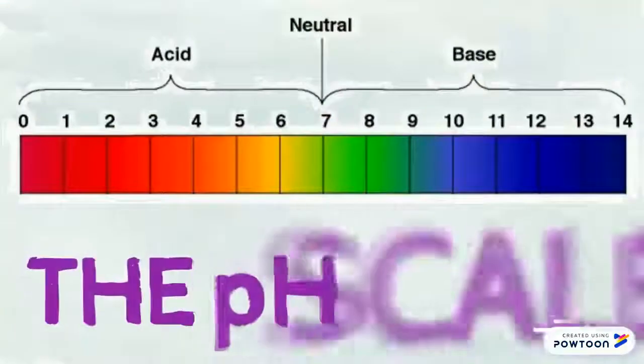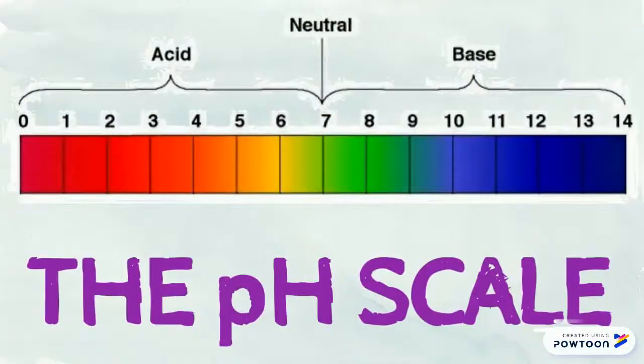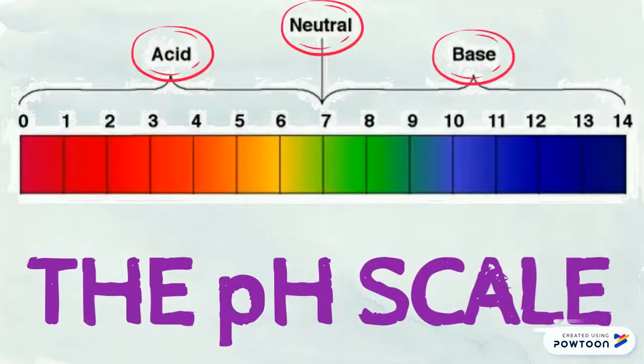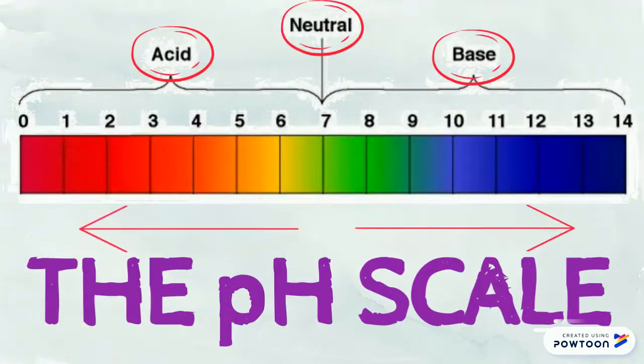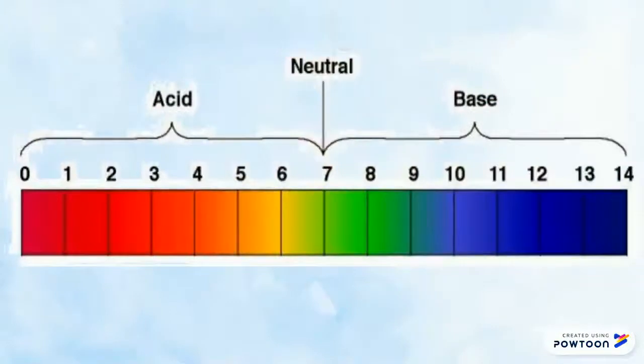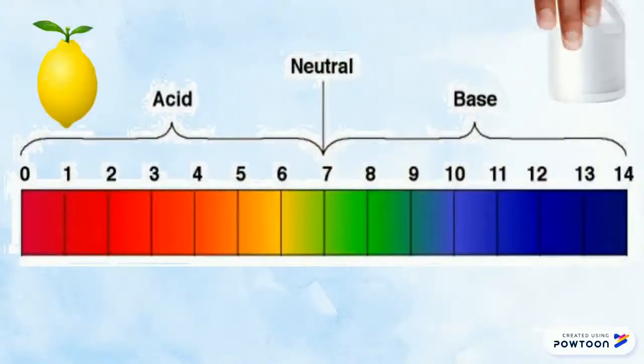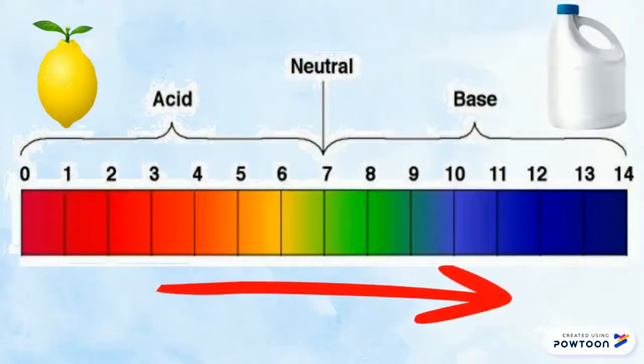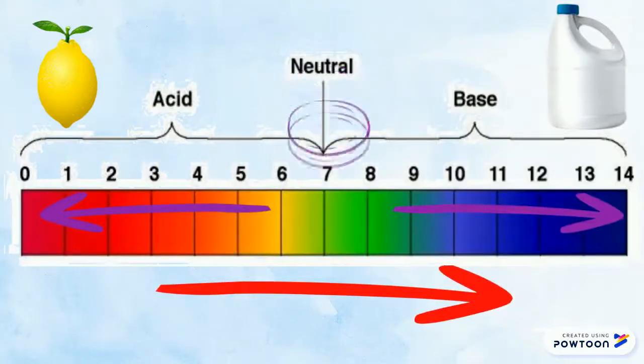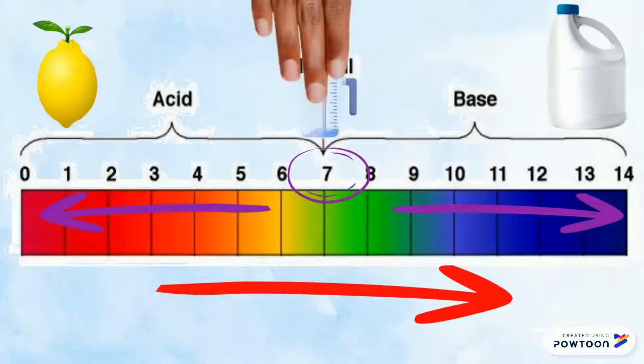The pH scale is a scale used to put solutions in order from acid to neutral to base. Acids have a low pH and bases have a high pH. For example, lemon juice is found on the left side of the scale because it's acidic. Bleach is found on the right side of the scale because it's basic. The pH scale ranges from 0 to 14, with anything below 7 being acidic and anything above 7 being basic. A solution that is 7 on the scale is neutral, like water.